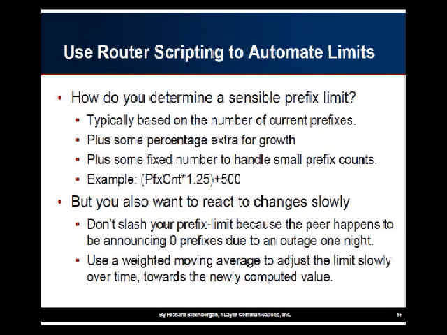But you also don't want to react to changes too quickly. You don't want the script to run one night and the network happens to be doing a maintenance or having a problem and they're announcing a low number of prefixes, and so all of a sudden your limit changes and they come back to normal and you break them. So what I did was use a weighted moving average. So over the course of time, as the network changes its number of routes, the script will react to that.